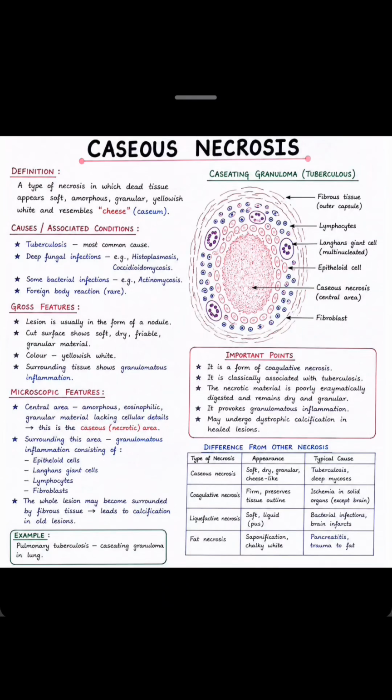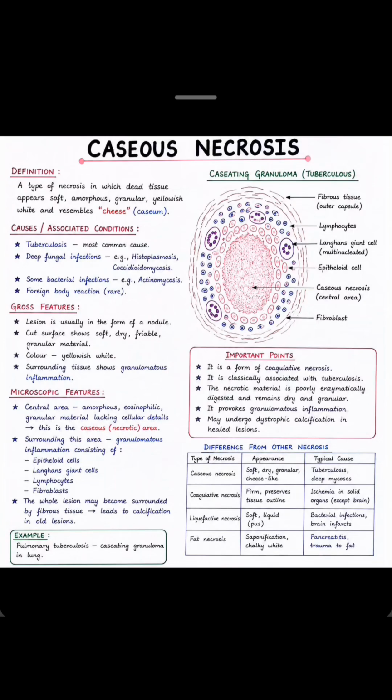Important exam points you have to remember: caseous necrosis is actually a hybrid form, a modified combination of coagulative necrosis. The necrotic material is poorly enzymatically digested, which is why it stays dry and granular instead of liquefying. And in old healed lesions, it frequently undergoes dystrophic calcification.